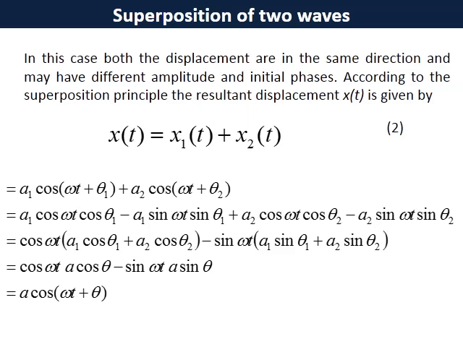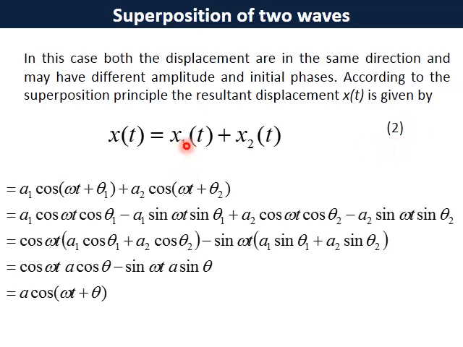Now what we'll be doing is, we'll be superposing these 2 waves. In this case, both the displacements are in the same direction and may have different amplitudes and initial phases. As in our case, the different amplitudes are a1 and a2 and the initial phases are theta 1 and theta 2. Now according to the superposition principle, the resultant displacement x(t) is given as x(t) = x1(t) + x2(t). We mark this as equation number 2.